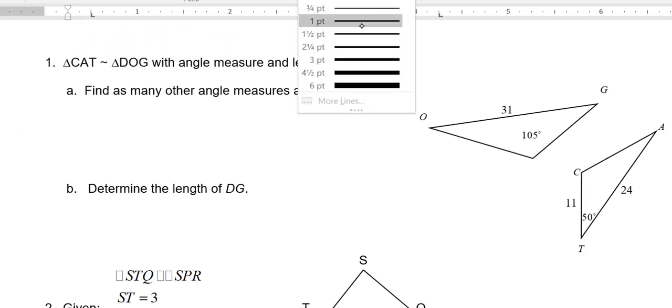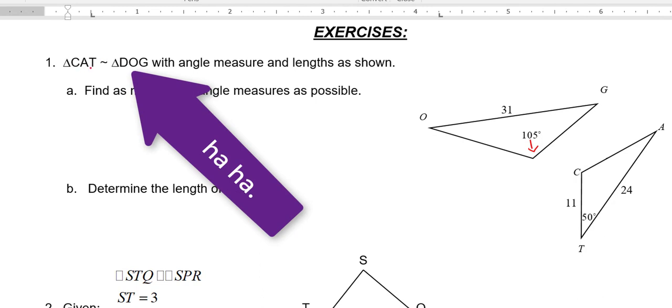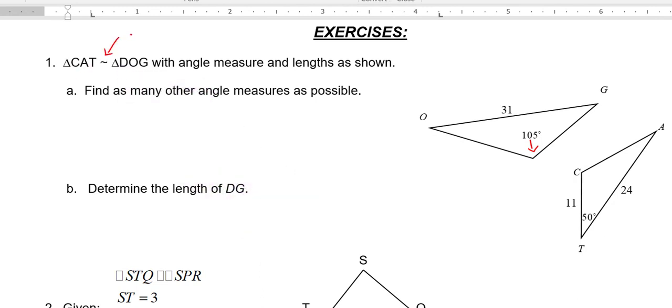So let's take a look at problem number 1 here. And 105 is supposed to be right there. So it says that cat is similar to dog. That's the symbol for similar. So I know that there's a bunch of information here. Find as many angle measures as possible. When I write these similar, like cat and dog, that means that the corresponding angles would be C and D, A and O, T and G are the corresponding angles for those triangles.